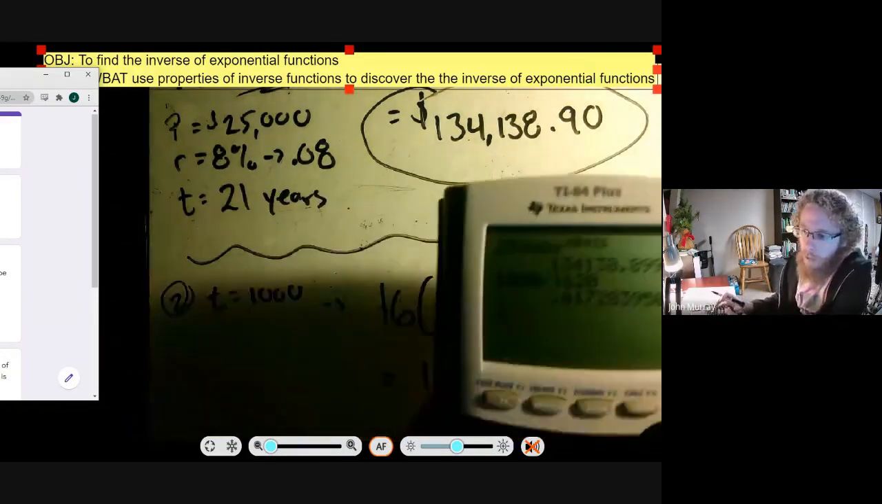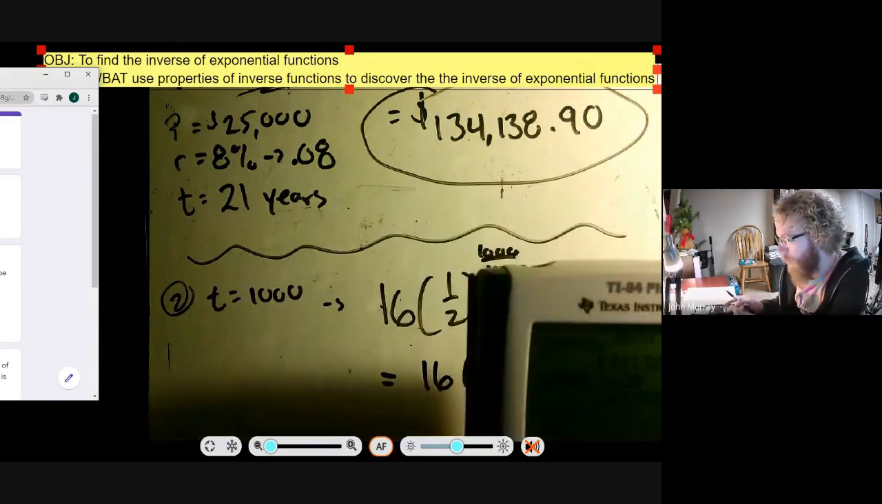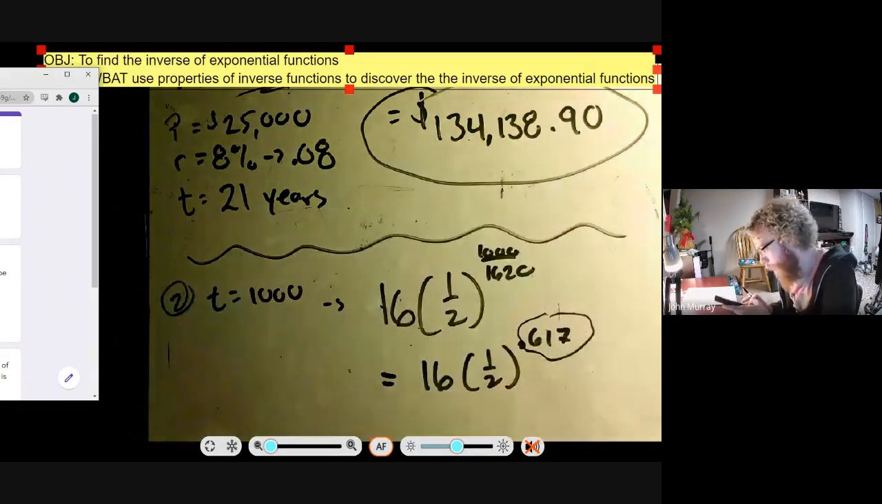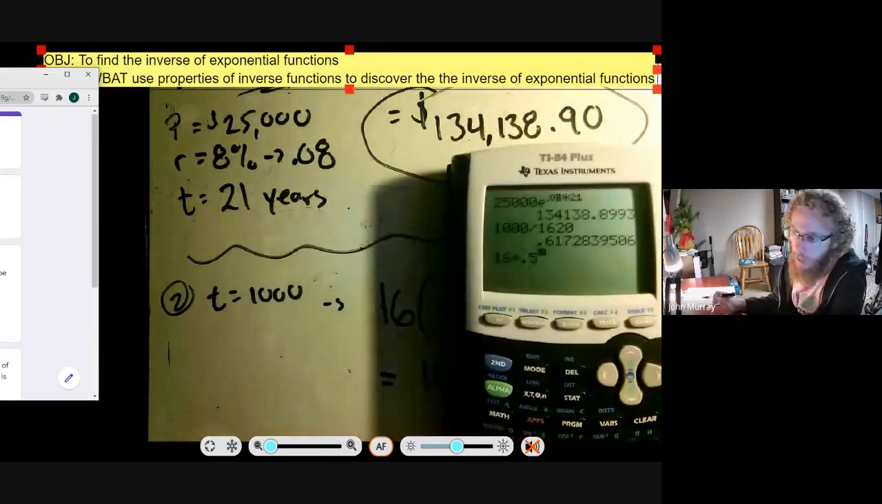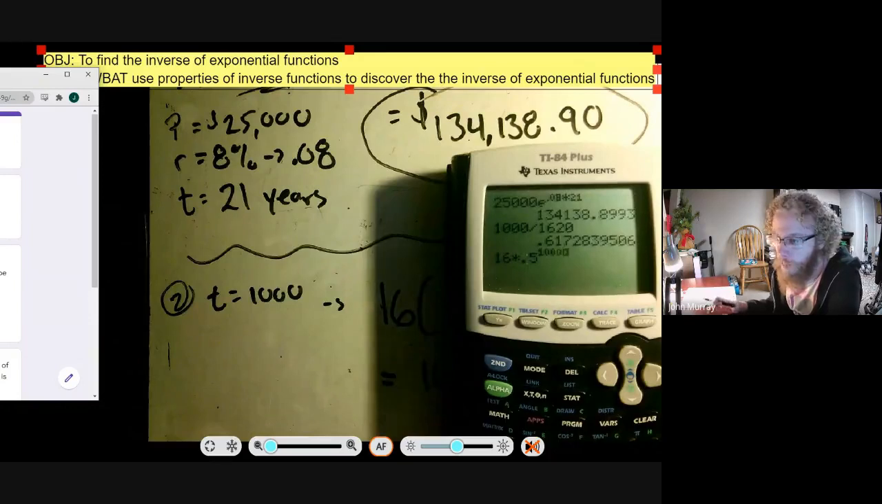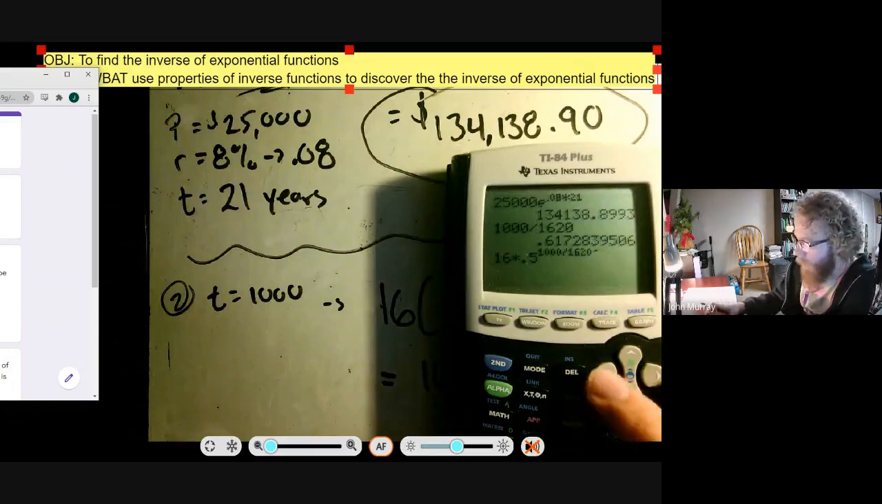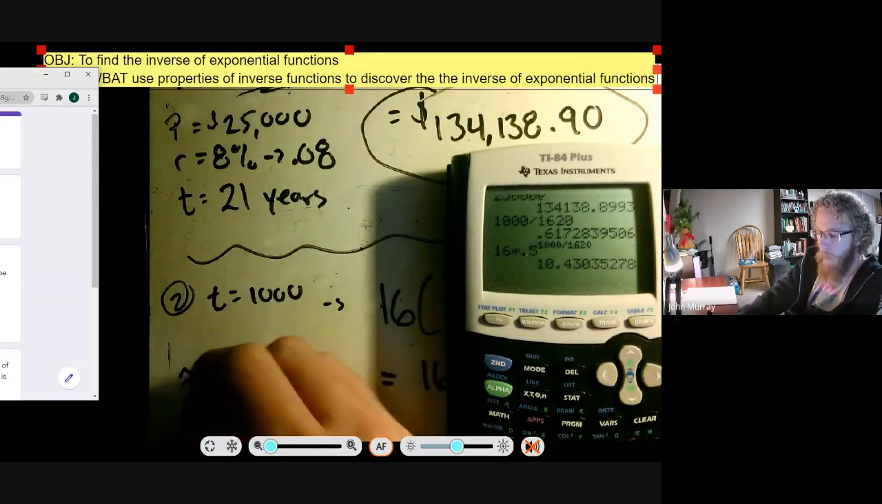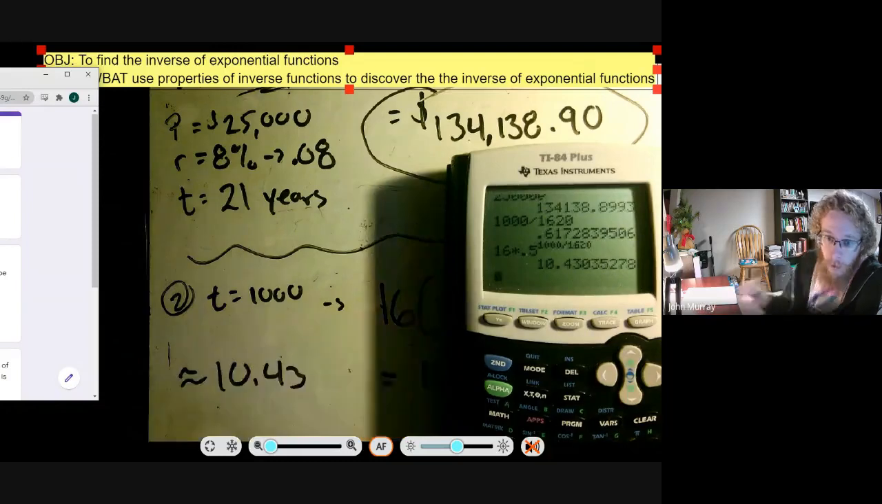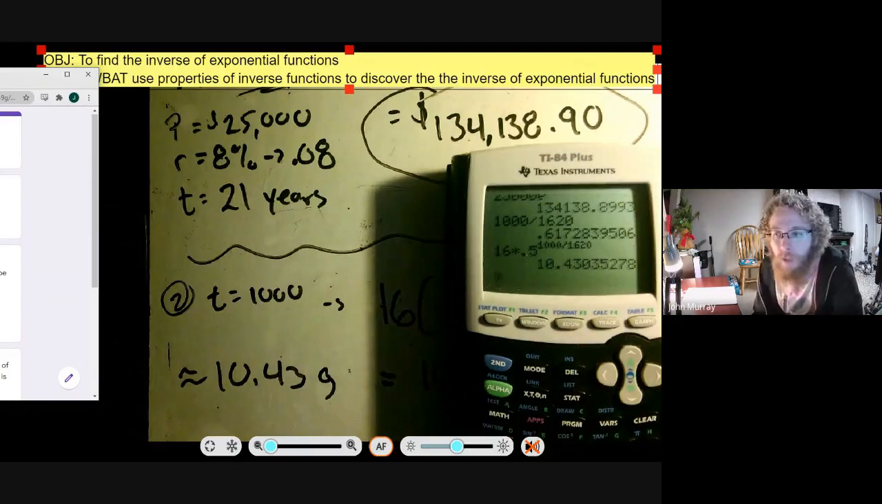Okay, so doing this, we have 16 times 1/2 to the, actually up here in this exponent, I'm just going to type in 1,000 divided by 1620. All right, so after 1,000 years, we still have about 10.43 grams of radium left.